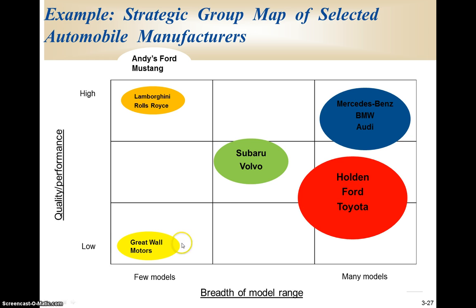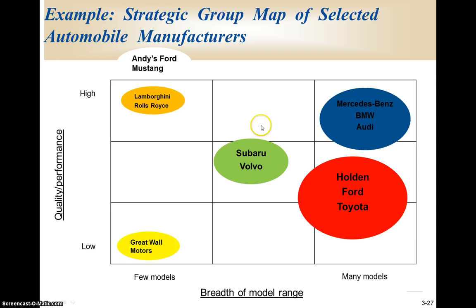If we look in the bottom left quadrant here, Great Wall Motors, who only offer a few utes and commercial vehicles, and they are of extremely low quality and performance. Certainly they constantly fail Australian crash tests. They would be in the bottom left quadrant here with the low quality, few models.